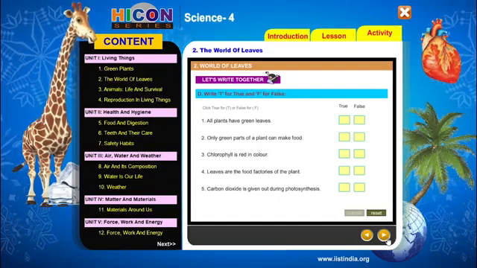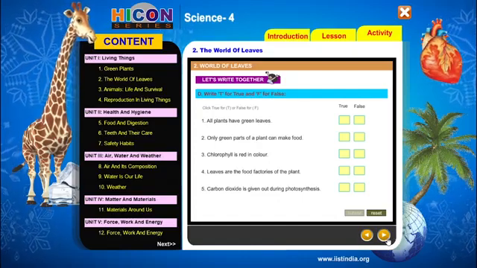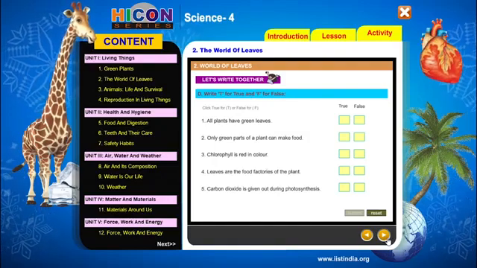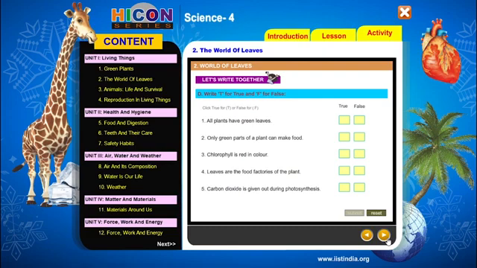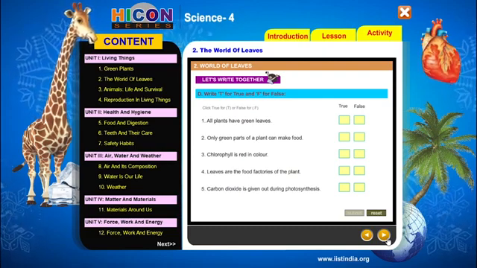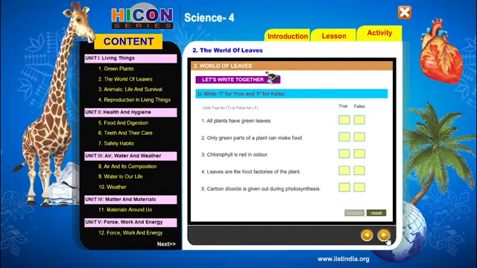If the sentence is wrong, we have to write F in the box provided under false. So read each sentence one by one. The first sentence is: all plants have green leaves. So children, is it correct or not? All plants have green leaves?